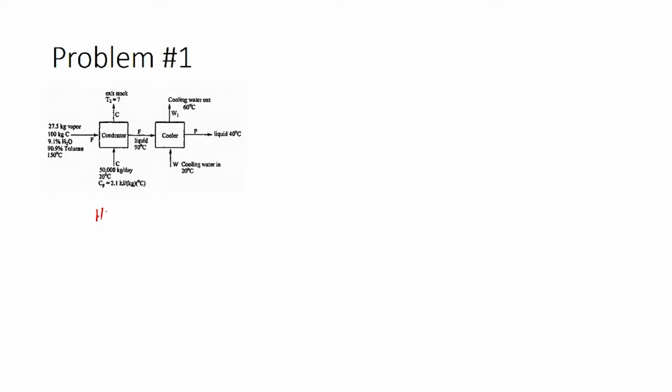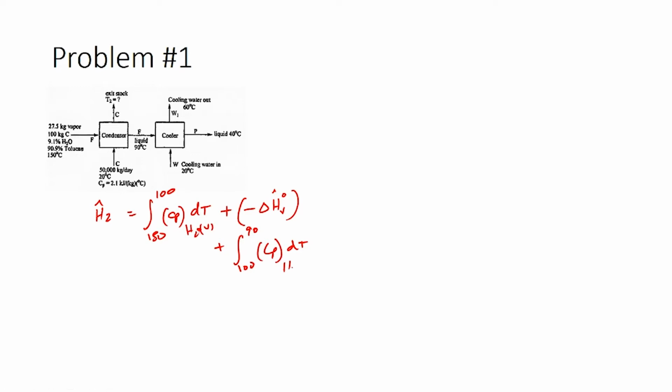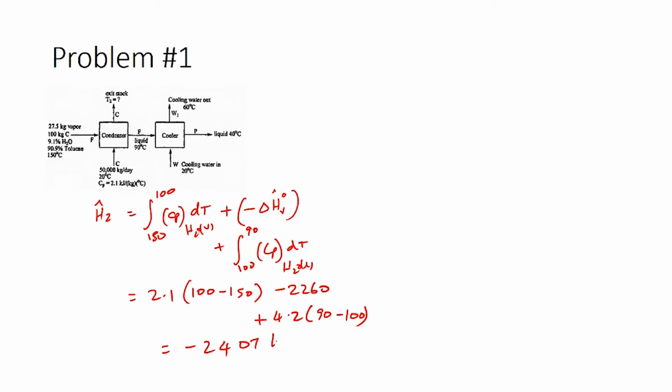So, H2 cap can be calculated as follows: H2 cap equals integral 150 to 100 Cp dt plus negative of heat of vaporization for water plus integral 100 to 90 Cp dt. So, the first Cp would be for water vapor and the second Cp would be for water liquid. So, now we have the values of Cp for water vapor and water liquid from the problem. So, using that we will get 2.1 times 100 minus 150 minus 2260 plus 4.2 times 90 minus 100. So, this would give us a value of minus 2407 kilojoules per kilogram.